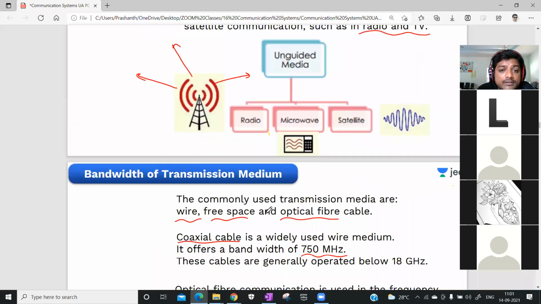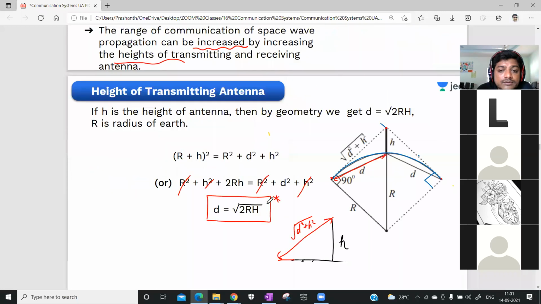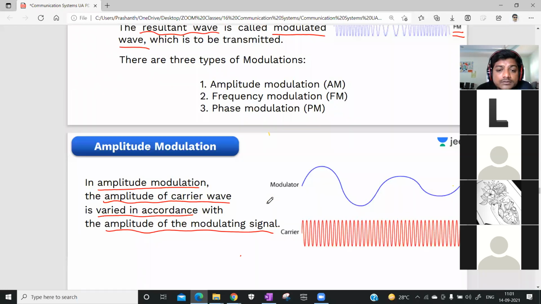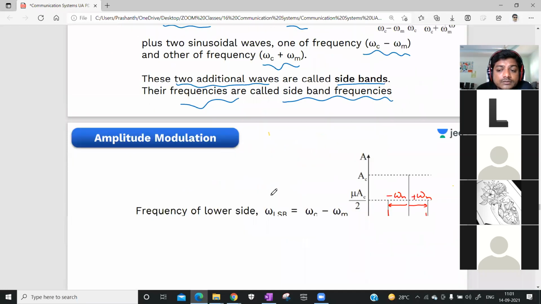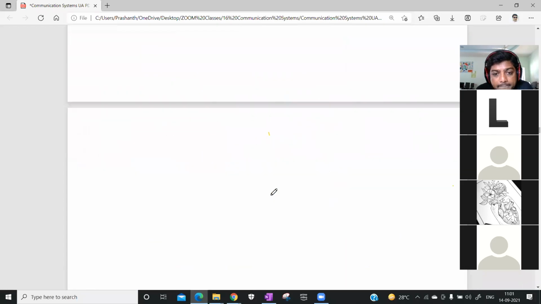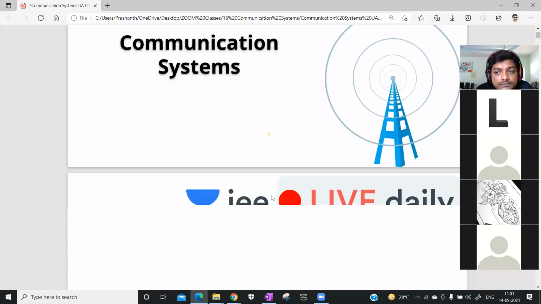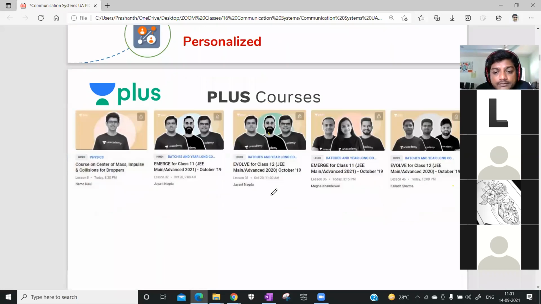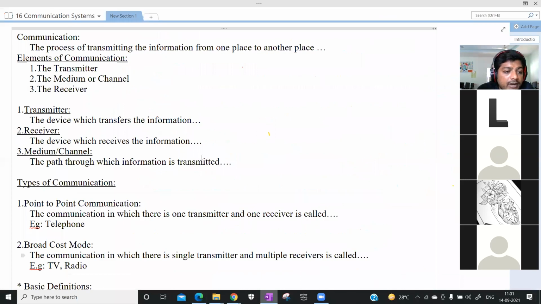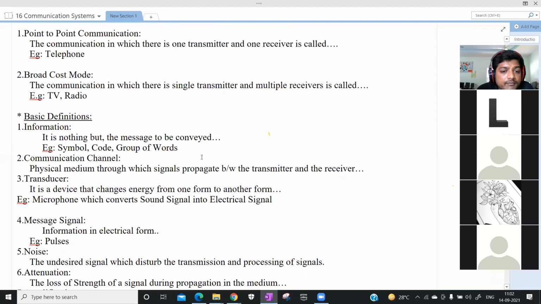Any doubts up to here? Please read all these definitions. Tomorrow I will definitely ask all these definitions.